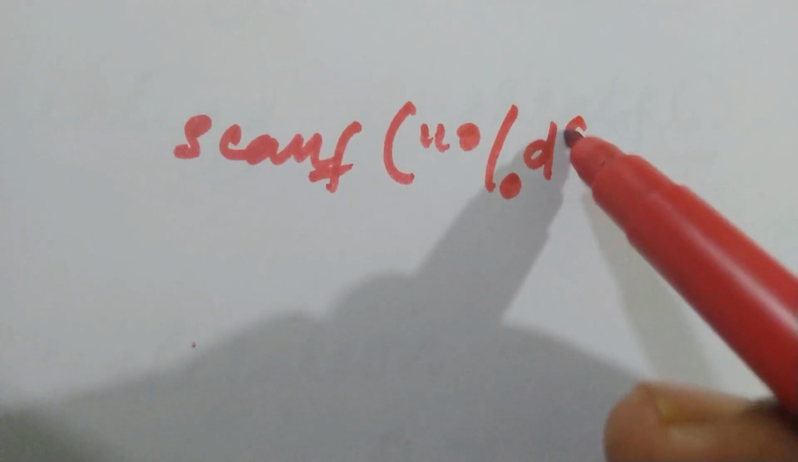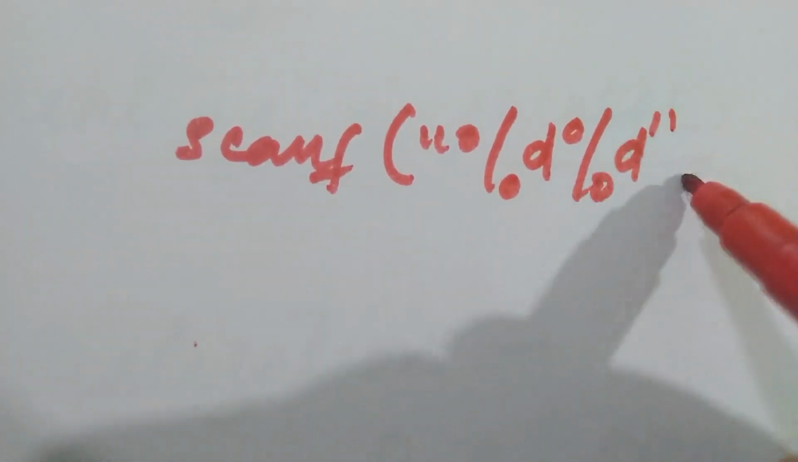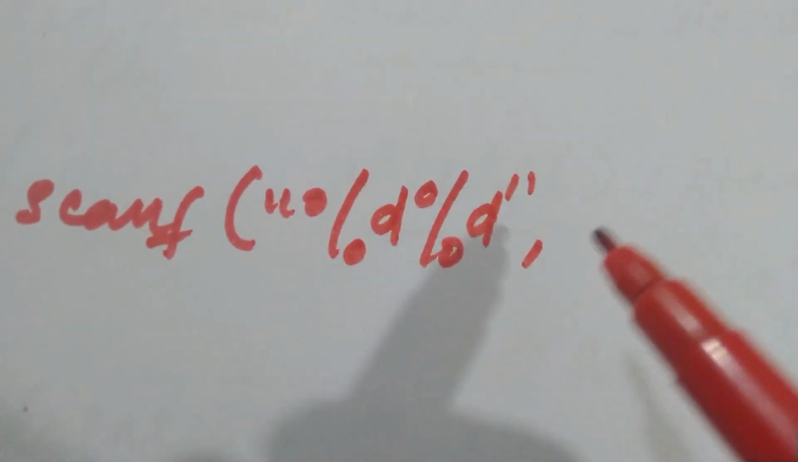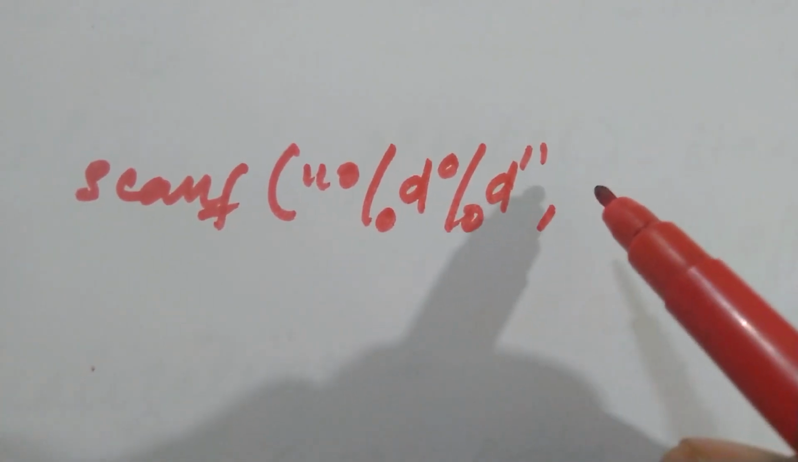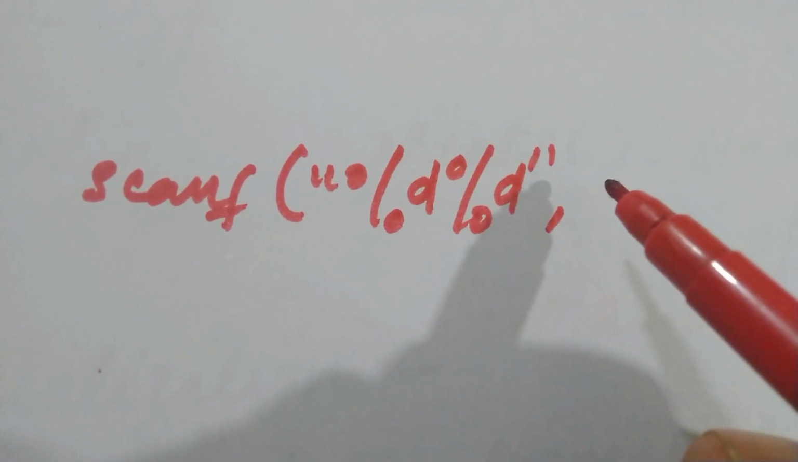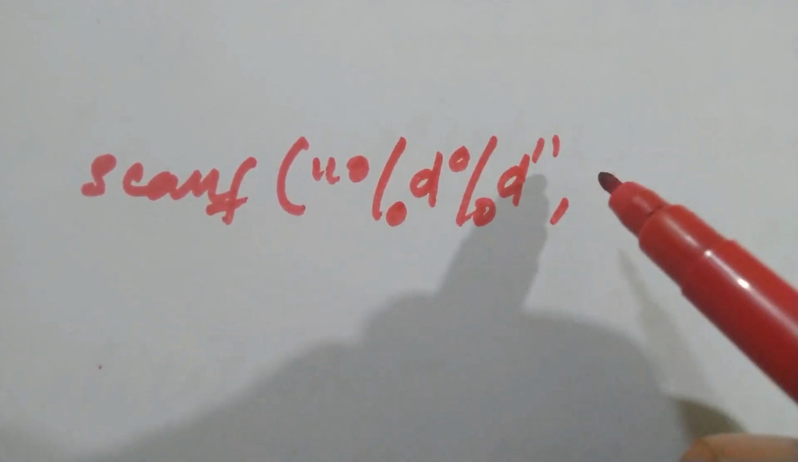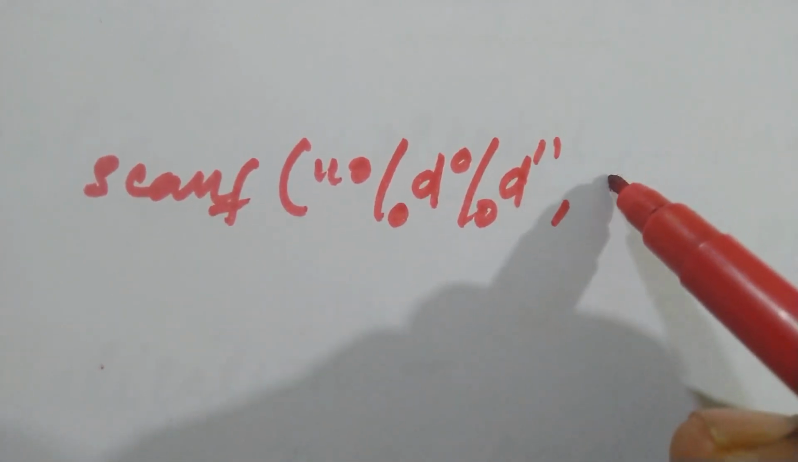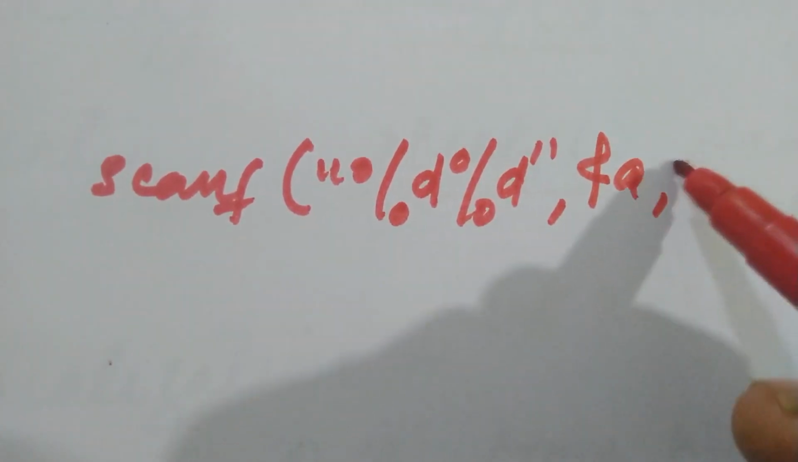So if you want to read two numbers, you can write the scanf statement as scanf %d, %d, and next you have to specify the arguments. What are arguments? We have to specify where the data has to be stored. That means I will be writing ampersand a comma ampersand b.